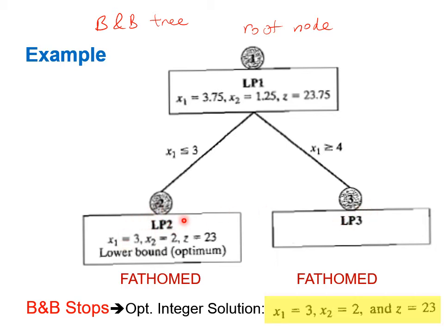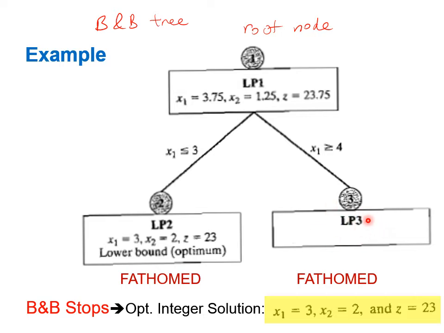The first one is LP2, the second one is LP3. We name them, and when we solve LP2 with this additional constraint, we obtain this solution. Since all decision variables x1 and x2 are integers, we don't need to continue anymore. This is the best integer solution of this part of the problem. So we fathom it, we terminate it, and the reason is that we fathom by optimality. Then we go to the other problem.